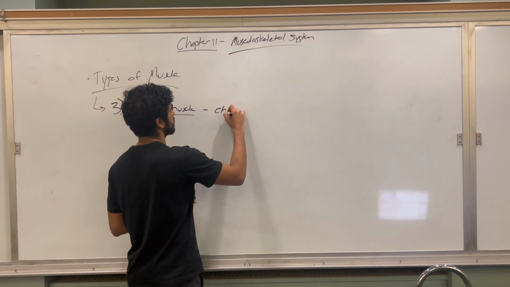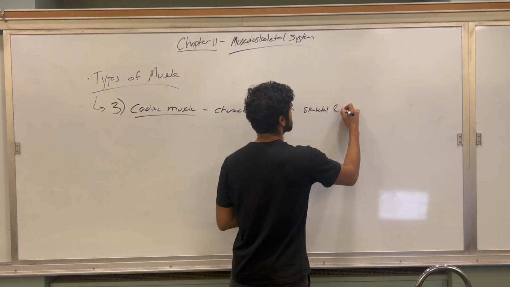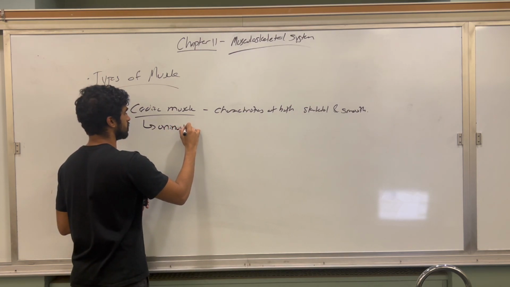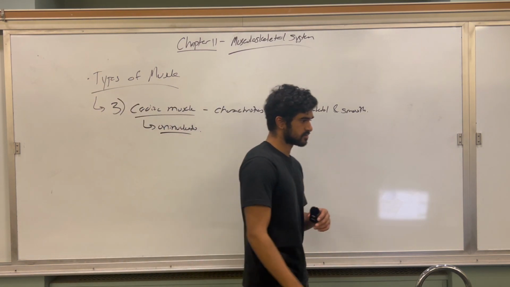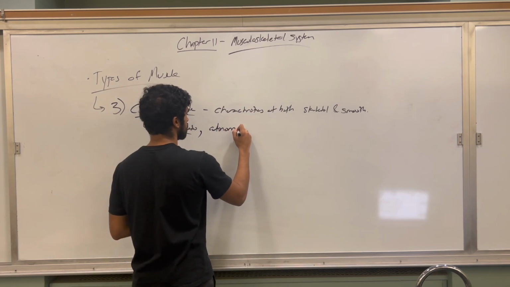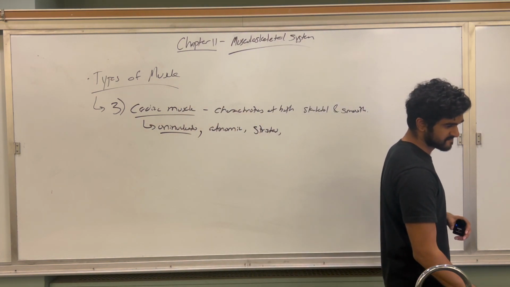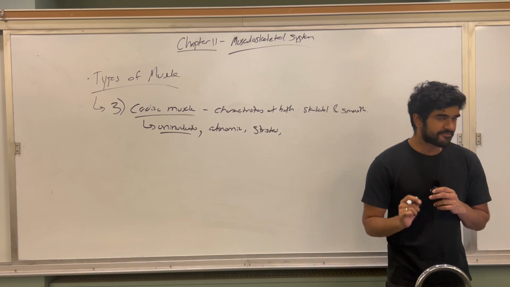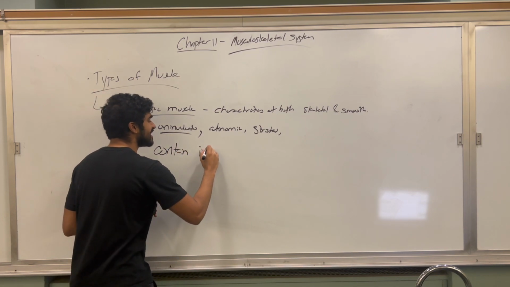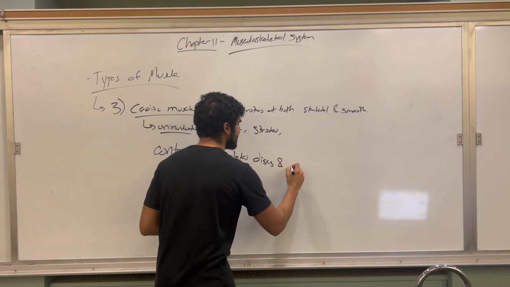It has characteristics of both. Both what? Skeletal and smooth. So first of all, it's uninucleated. It has one nucleus, right? Mostly. It's autonomic, but it has striations. And very specifically, they contain intercalated discs and gap junctions.